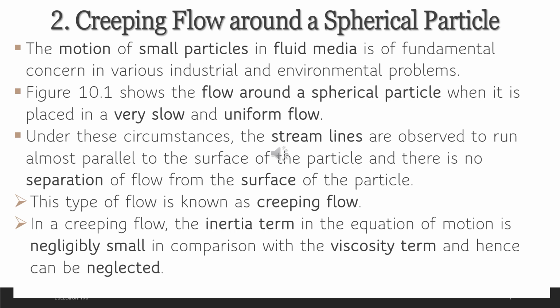Figure 10.1 shows the flow around a spherical particle when it is placed in a very slow and uniform flow. What we are going to discuss here is the model, the equation, to describe the streamlines around a spherical particle. So we only look at the ideal cases. When the flow is turbulent or fast, the pattern of the streamlines is different and very complicated, so we cannot solve it.